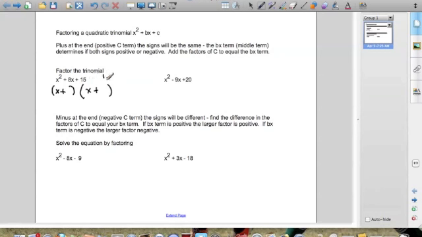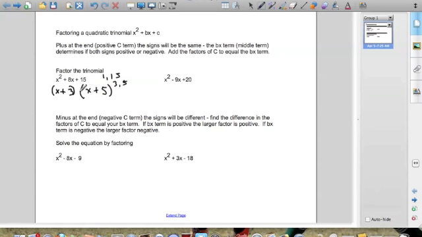I have 1 and 15, and I have 3 and 5. Now I add those together, and they need to match the middle term. Well, 1 plus 15 is 16, so that's not going to work. 3 and 5 is 8, so that is going to work. So I put 3 in here, I put 5 in here, and I have factored my trinomial.